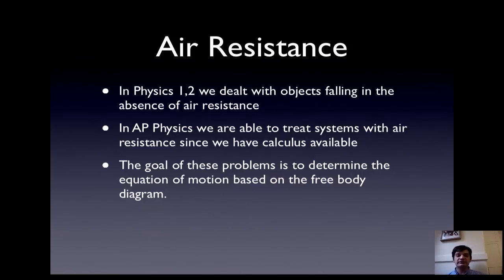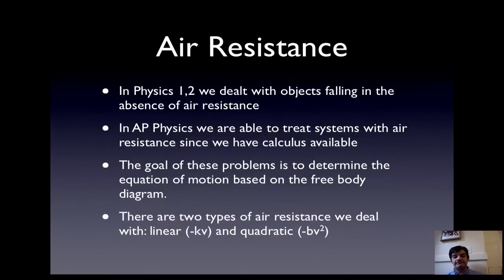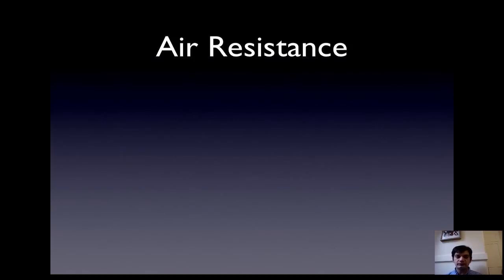If I give you the forces, give me the equations of motion. And again, equations of motion means give me position as a function of time, velocity as a function of time, acceleration as a function of time. And in this class, we're going to see that there are two types of air resistance we deal with: linear air resistance, which is when things fall slowly, and quadratic air resistance, which is when things fall a little quicker. So with that in mind, what happens when real objects fall?